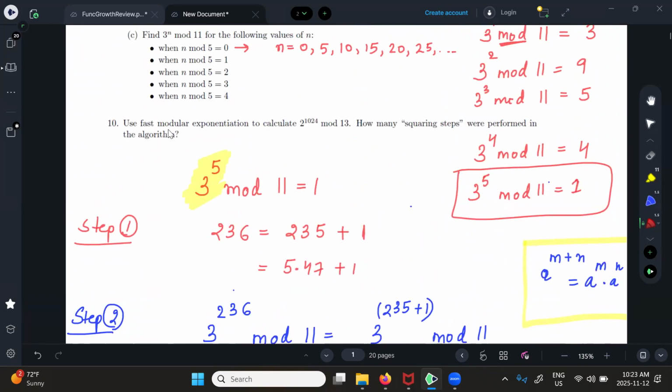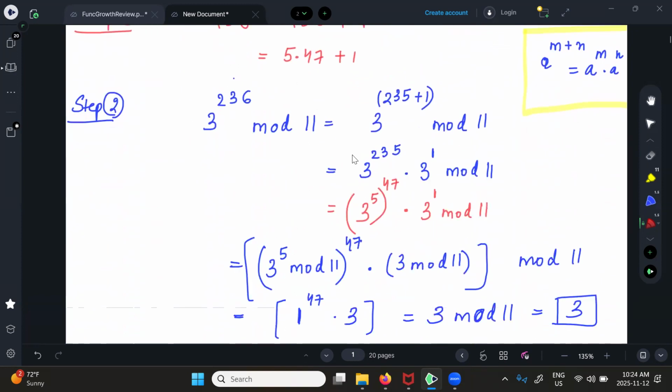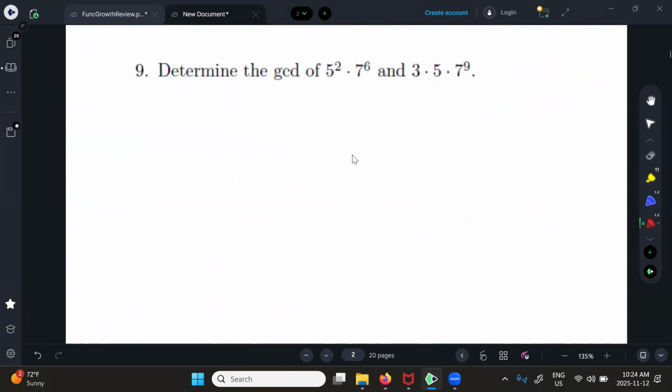Questions like this: use fast modular exponentiation to calculate 2 to the power 1024 mod 13. And then, how many squaring steps were performed in this algorithm? Question clear? Let's solve this. 2 to the power 1024.